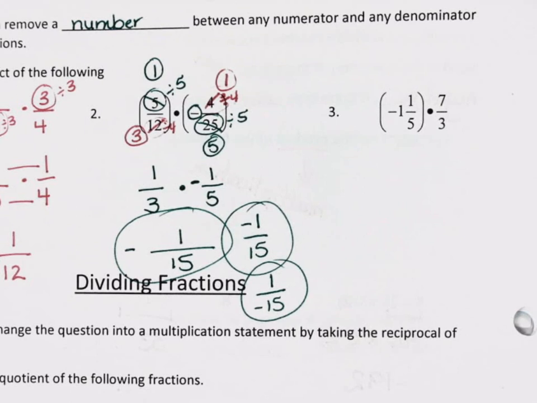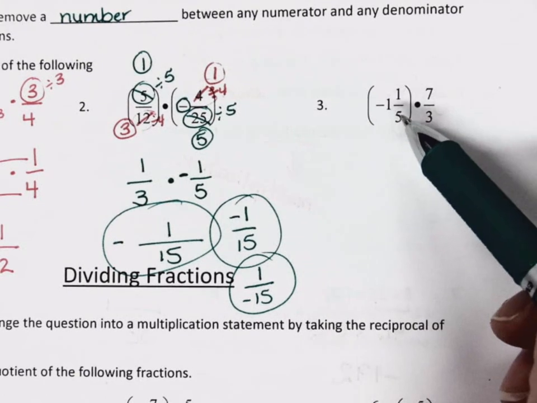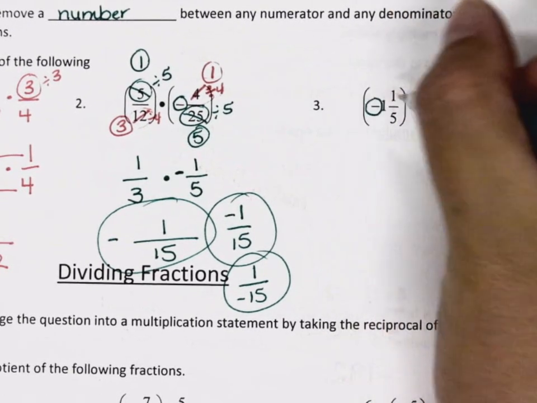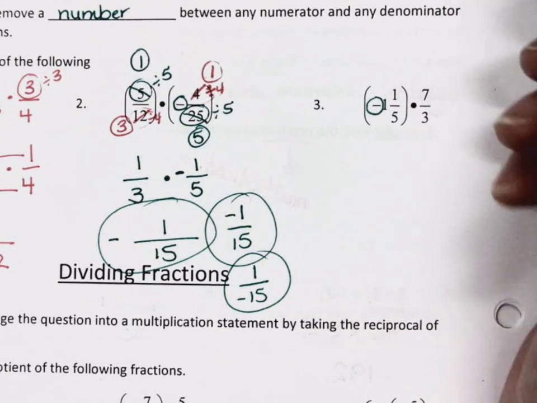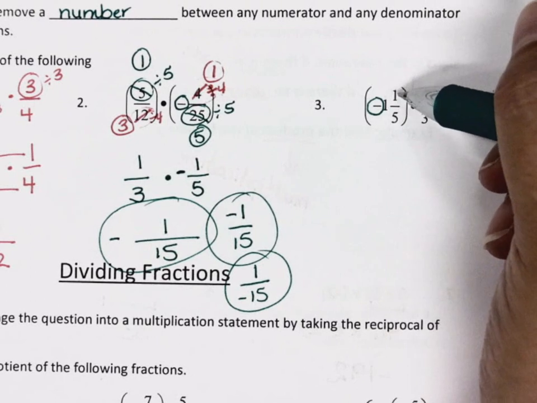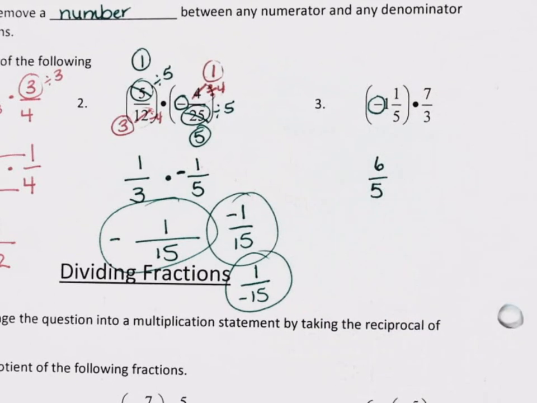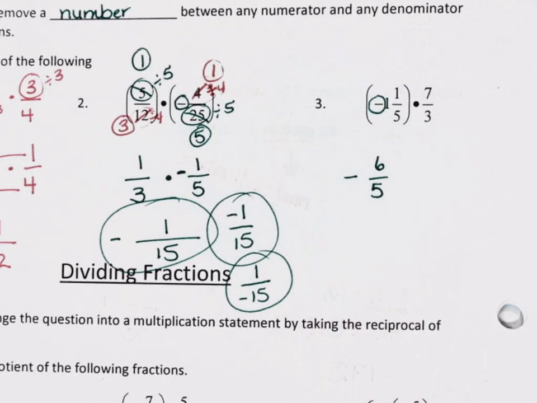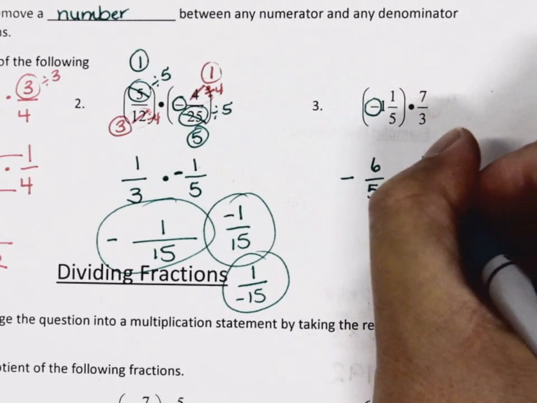Okay, so I think we struggled a little bit with this yesterday. When I'm changing from a mixed to an improper fraction, I want you to hang that negative on the shelf for just a minute. Just put that negative off to the side. And so the way we do it is 5 times 1 is 5, 5 plus 1 is 6. So that's 6 over 5. Now you pick up that negative off the shelf and you put it back. And then that's going to be times 7/3.